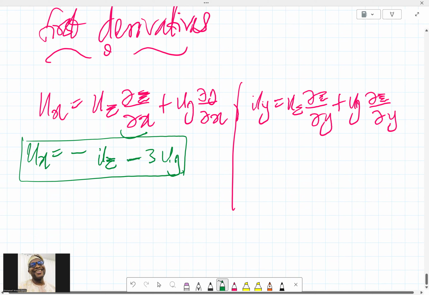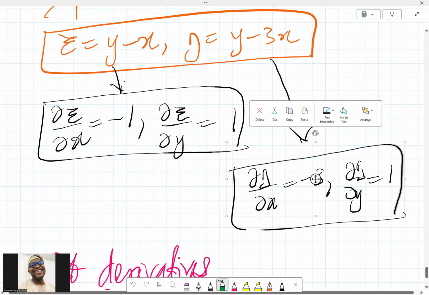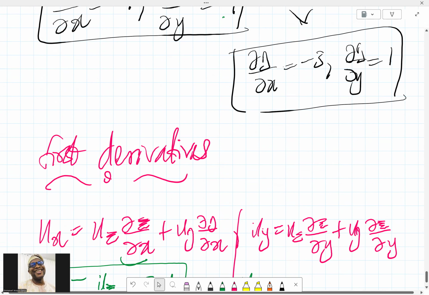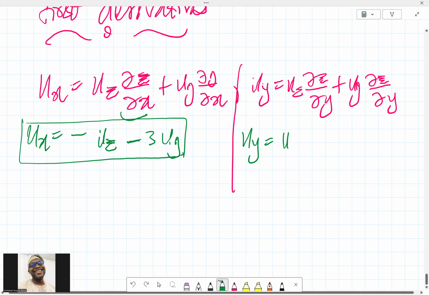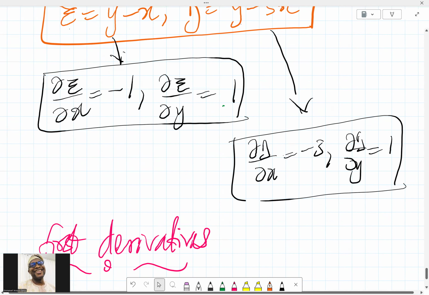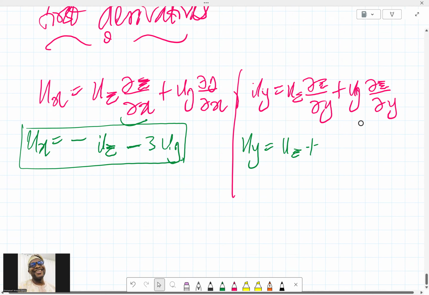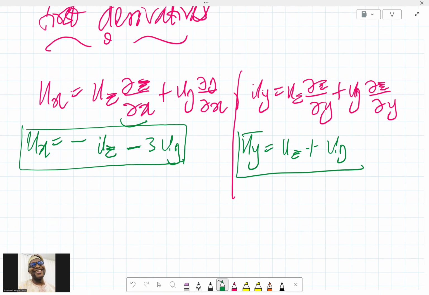Then when we come to the other side, we have u y. Partial psi partial y is 1 here, so we have u psi. Plus partial eta partial y, which is 1 again. So we have u psi plus u eta. So this is settled now.